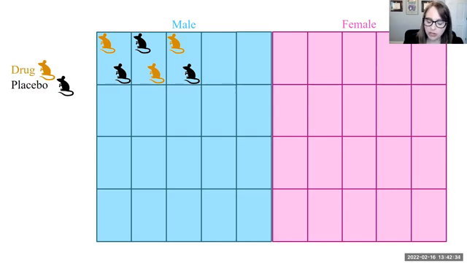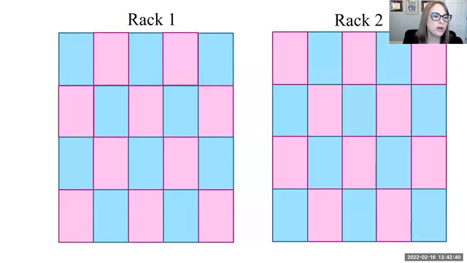Now, we wouldn't necessarily want to set up our cages this way, where we have all males on one side and all our females on the other of a rack. We want to set it up something like this, in a checkerboard, so that we can vary any related variability across the rack to all of our treatments.